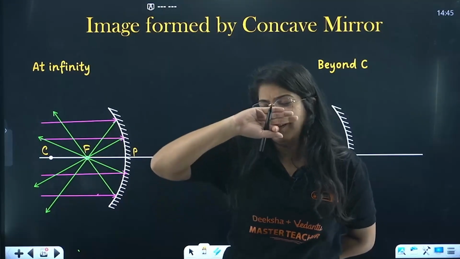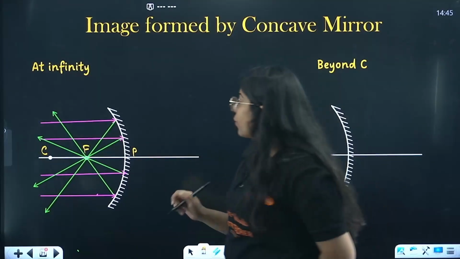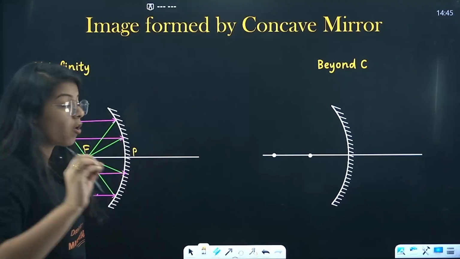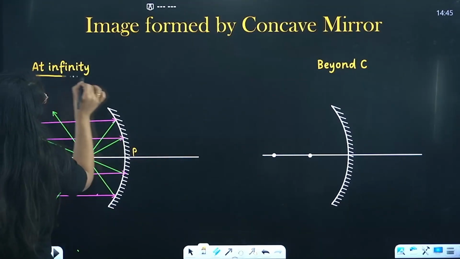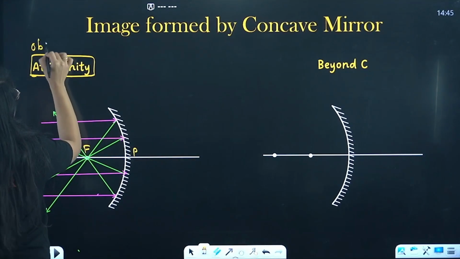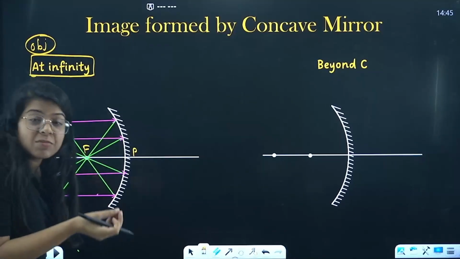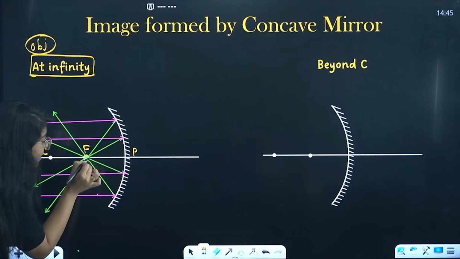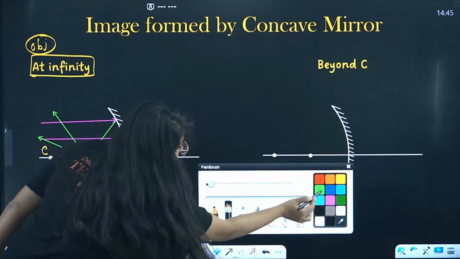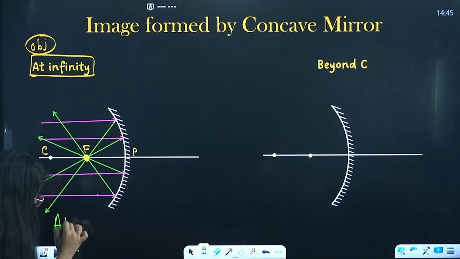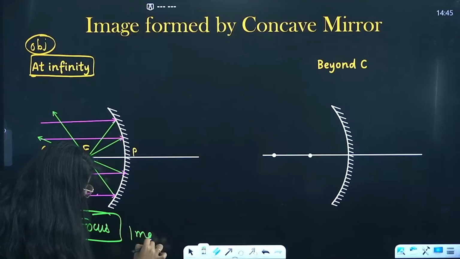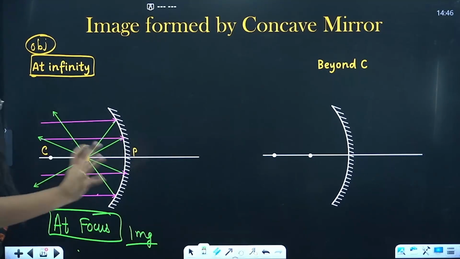Now, 3 things you have to take care of. Whenever you are making a diagram, you have to write some things: the nature of image formed, the size of image formed. So first of all, the object, beta, is at infinity. This is the object, right? So the object is at infinity. Where is the image formed? Image is formed where all the rays are meeting, that is your focus. So beta, the image is formed at focus.